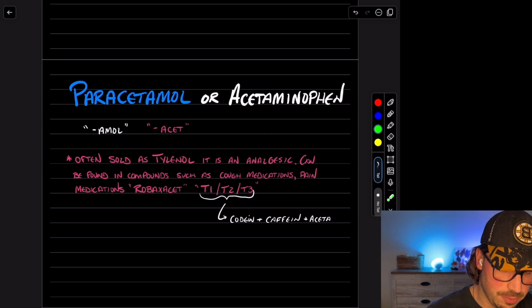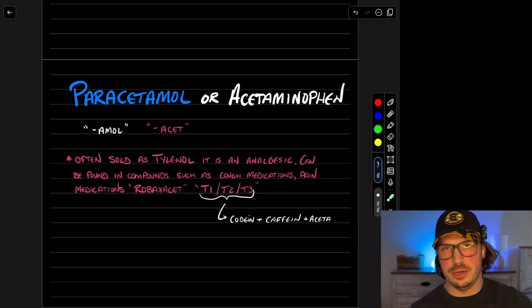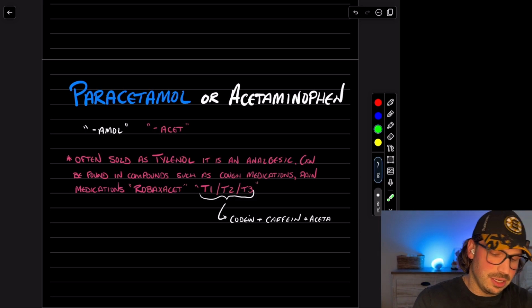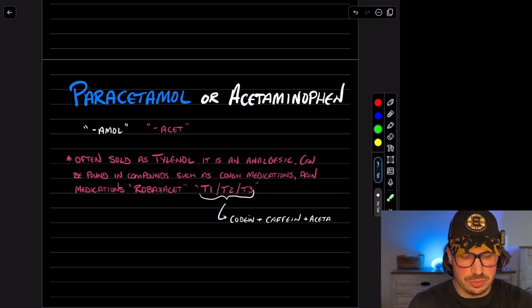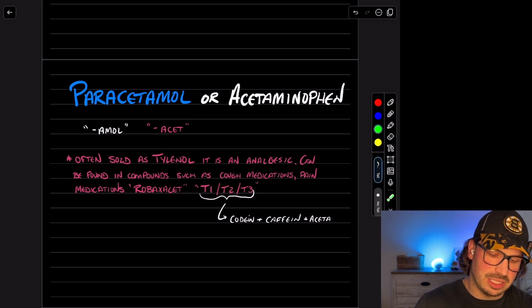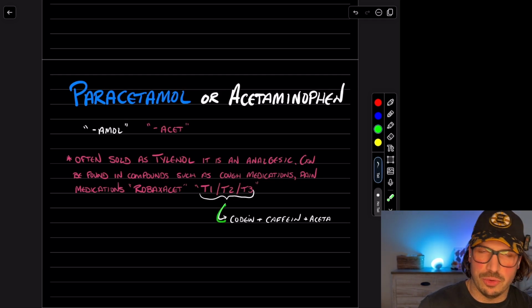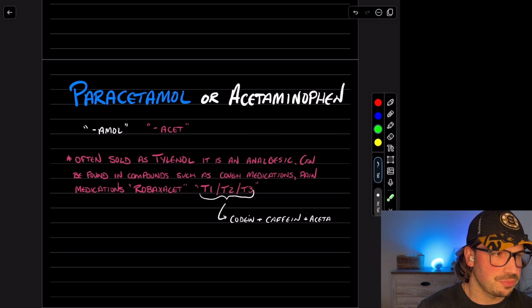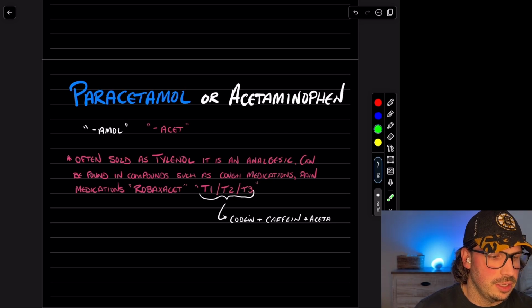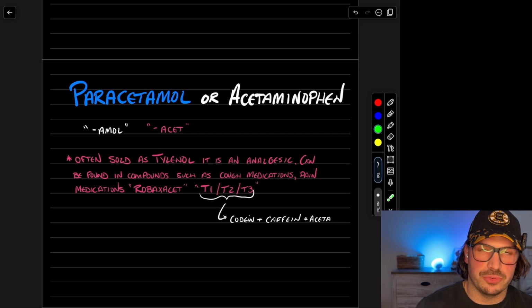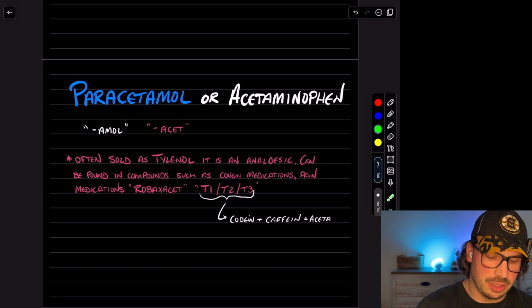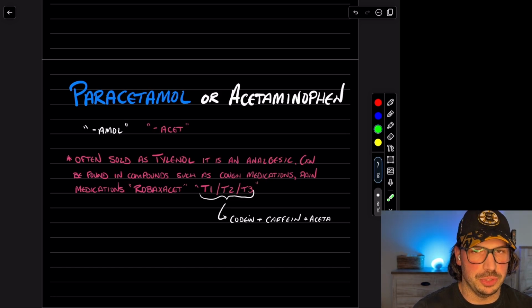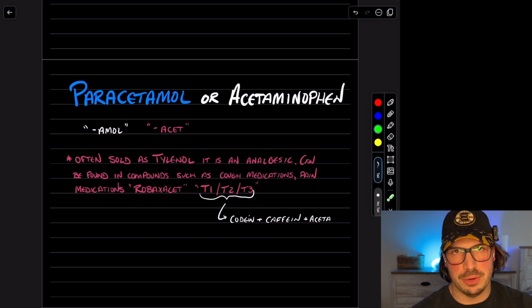So medications such as Robax, Acet. I'm trying to think of other big ones. There are even ones called Tylenol 1, Tylenol 2, Tylenol 3. I don't even know what you want to call them. They're short forms using the brand name, but that's usually what people call them, like T1, T2, T3s. These are also made with acetaminophen.